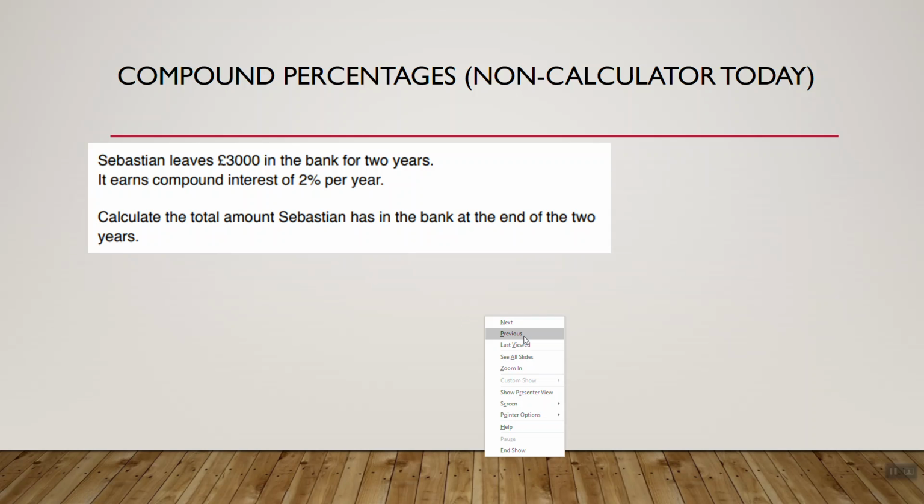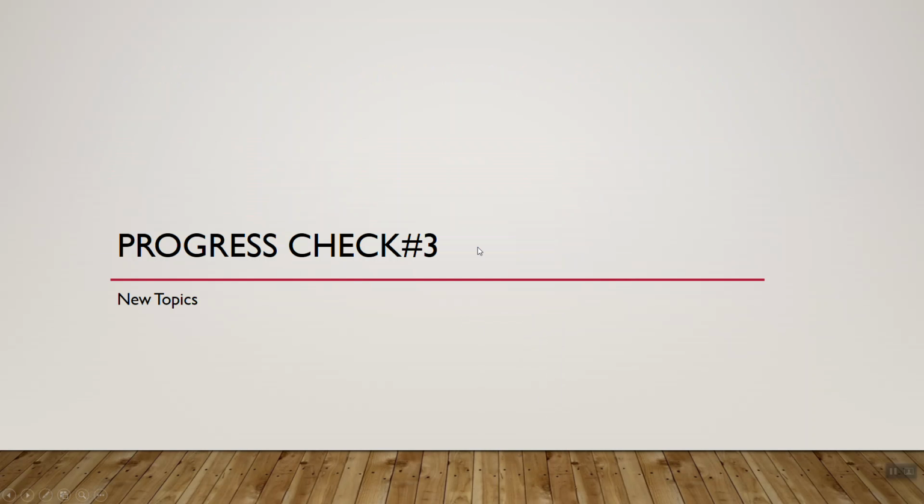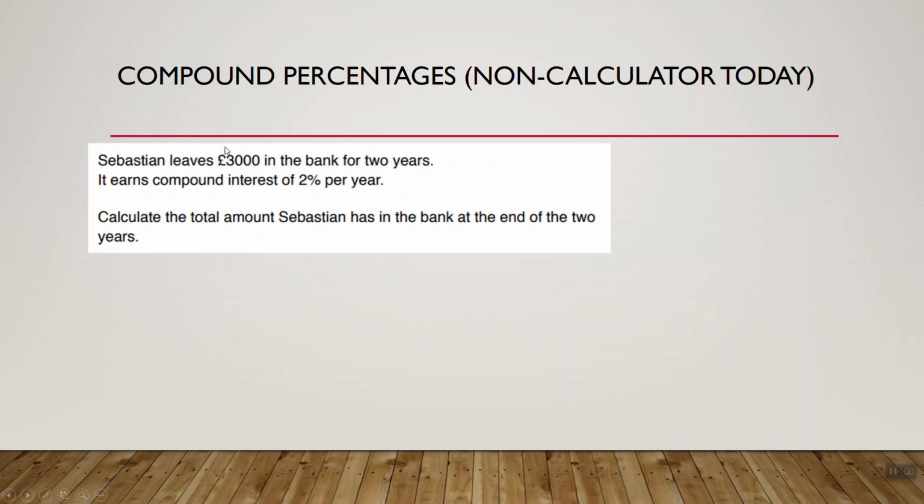So we're now on to progress check 3, and just a recap of some of the new topics that we've covered over the last couple of weeks. So compound percentages is another topic which comes up with a different approach if we're working with a calculator or a non-calculator. Today's is a non-calculator. So Sebastian leaves £3,000 in the bank for 2 years. It earns compound interest of 2% per year. Calculate the total amount Sebastian has in the bank at the end of the 2 years.